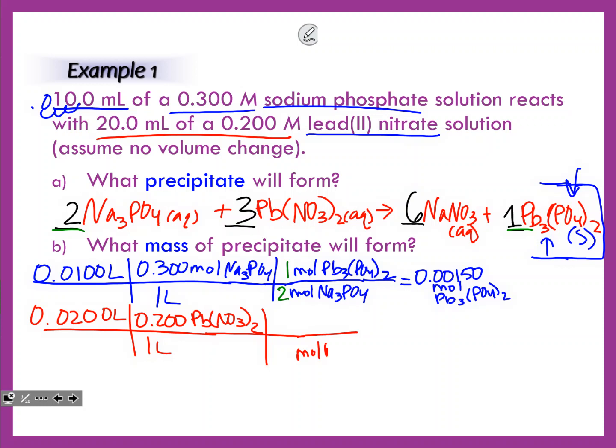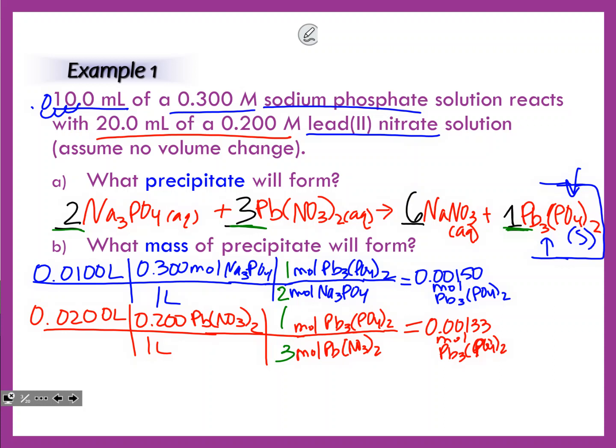So moles of Pb(NO3)2 to moles of the lead phosphate. Now we look at our balanced reaction. This one is 3 to 1, like so. How many moles do we get here? 0.02 times 0.2 divided by 3. This one gives us 0.00133 moles Pb3(PO4)2.